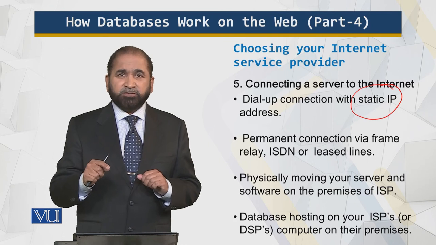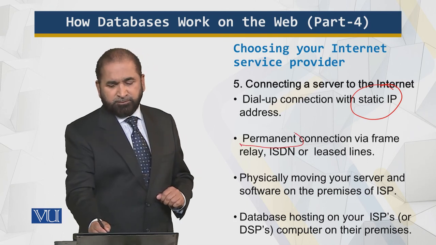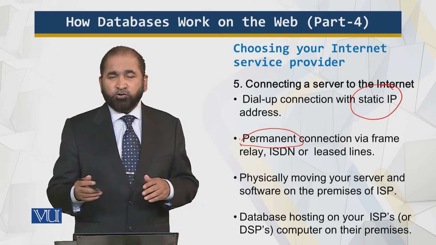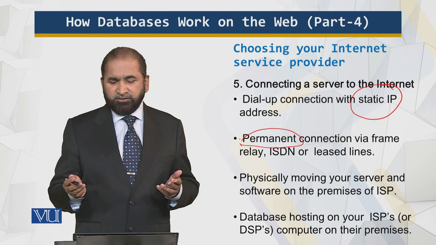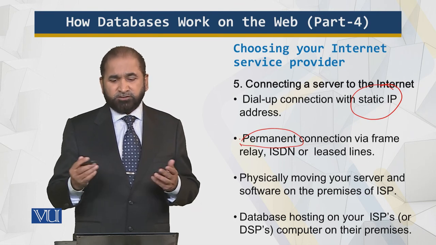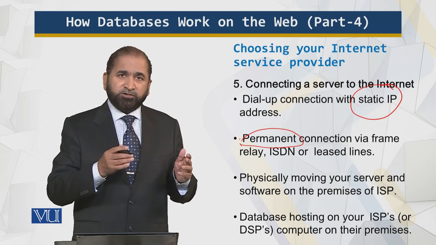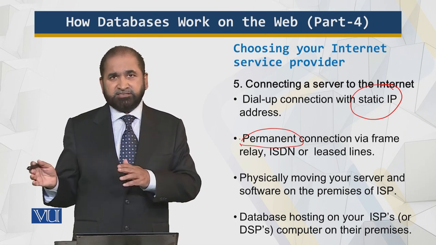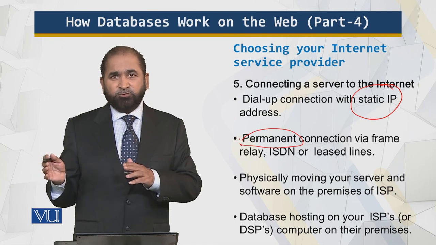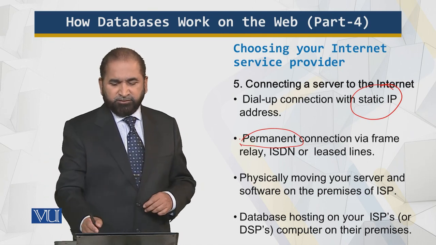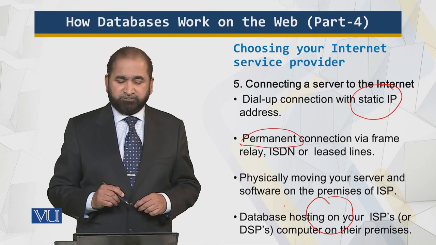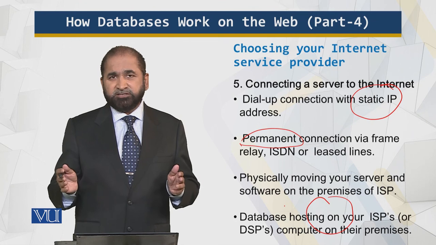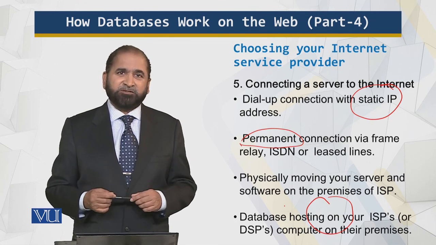Or you can have a permanent connection. With a permanent connection, your server is permanently connected to the internet over leased line, over ISDN, over frame relay. Of course, the cost varies. Or you have your server physically moved to the ISP. It sits there. It is taken care of over there. And finally is your database hosting. Database hosting on your ISP, on the same machine or a different machine, which we've already discussed in the previous module.